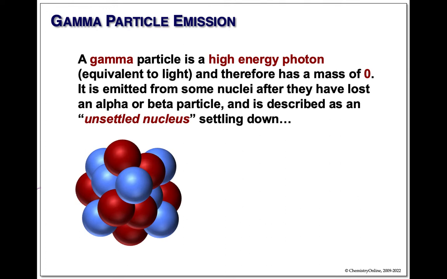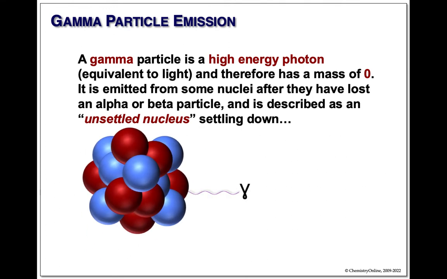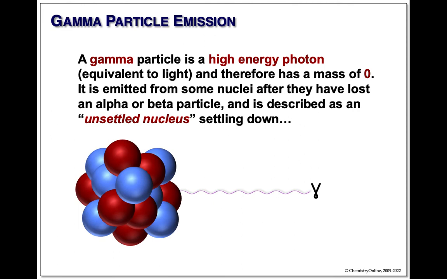It comes about when a nucleus, typically, loses an alpha or beta particle. When that happens, the nucleus is unsettled. Like, oh my gosh, what just happened? And because it's unsettled, it kind of jiggles around a little bit, and away comes a gamma particle. So as it settles down after losing a particle, the gamma is the energy that it emits.